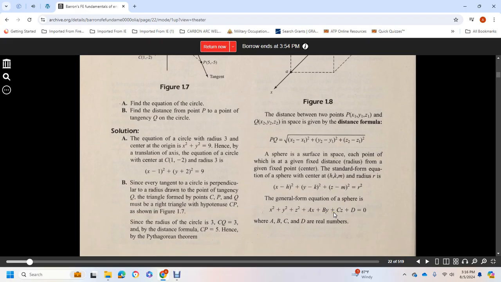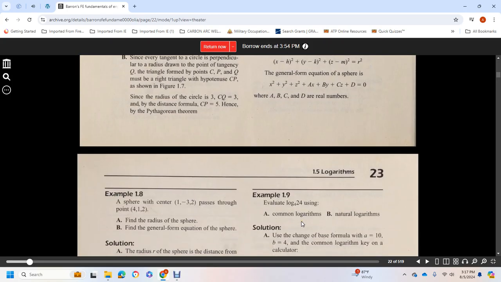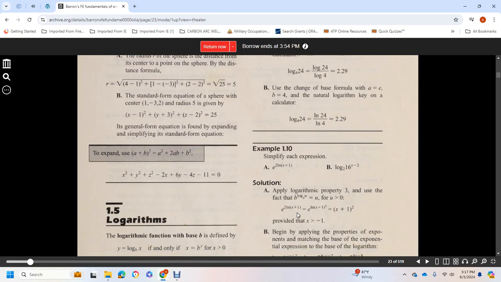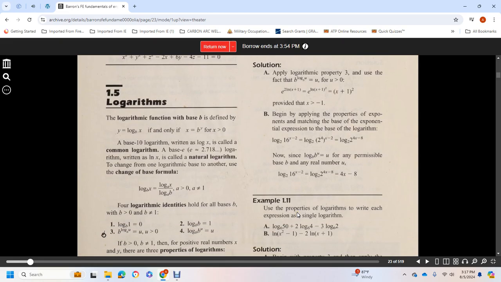A sphere is the surface in space where each point is a fixed distance, the radius, from a given fixed point, the center. The standard equation of a sphere with center h, k, m and radius r is x minus h squared plus y minus k squared plus z minus m squared equals r squared. The general equation of a sphere is x squared plus y squared plus z squared plus ax plus by plus cz plus d equals 0, where a, b, c, and d are real numbers. And then more examples, and then we'll go on to 1-5, logarithms.